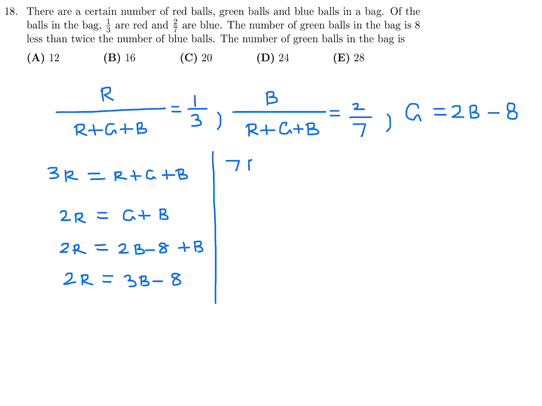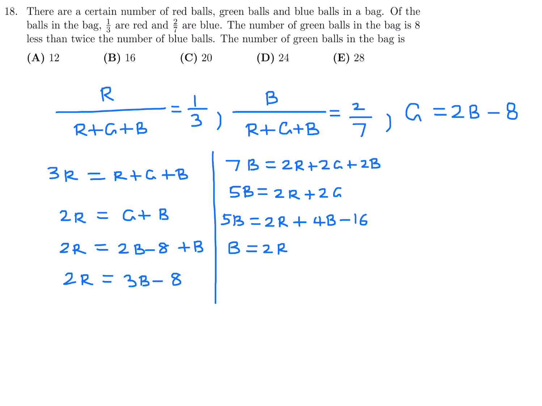The next one, if I cross multiply, I get 7B is equal to 2R plus 2G plus 2B. Simplifying this, collecting like terms, I get 5B is equal to 2R plus 2G. And again, I know this, so I can substitute that in for G. And if I do, I get 5B is equal to 2R plus 4B minus 16. And therefore, B is equal to 2R minus 16.